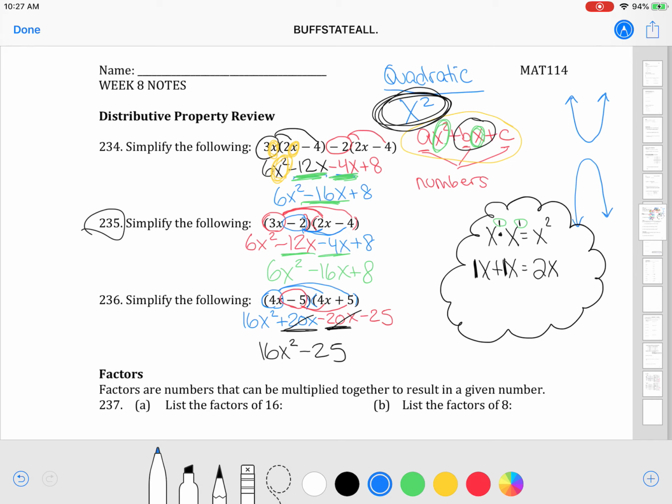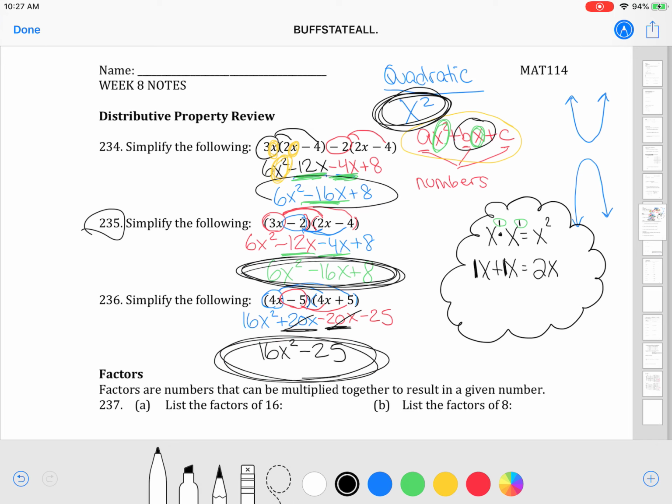All right, so the big idea of what we're going to be doing today is we're going to be given something like these answers that we ended up with in these first few examples, and we're going to end up working backwards to end up back here. So essentially what we're doing is we are undoing the distributive property. In order to do that, we have to do something called factoring.